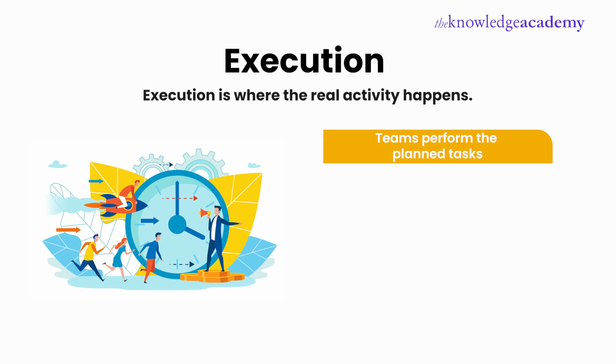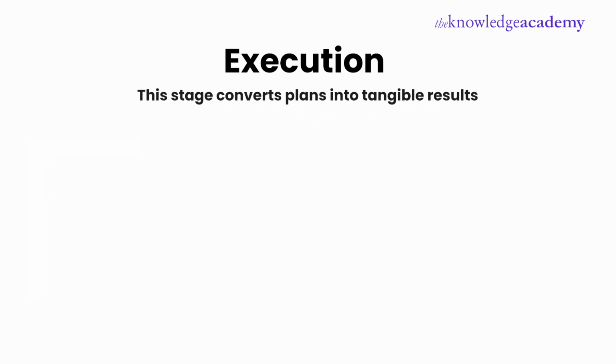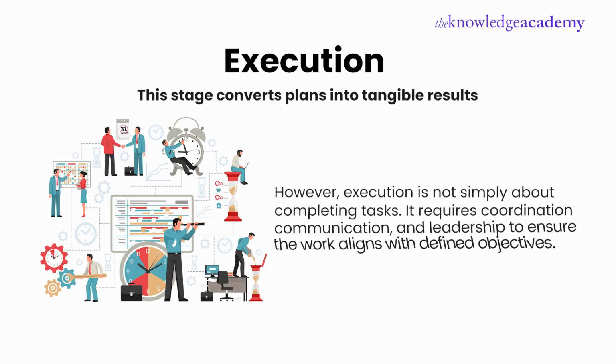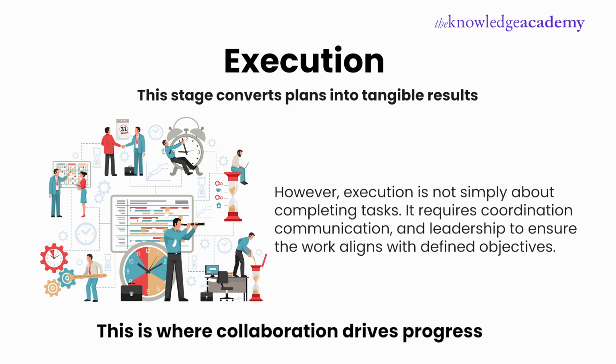Teams perform the planned tasks, resources are allocated, outputs are created, stakeholders are updated. This stage converts plans into tangible results. However, execution is not simply about completing tasks. It requires coordination, communication, and leadership to ensure the work aligns with defined objectives. This is where collaboration drives progress.